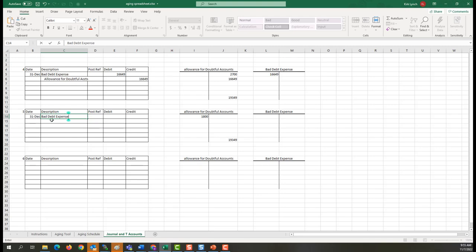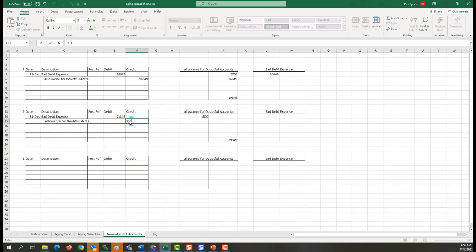And we're going to debit bad debt expense and credit allowance for doubtful accounts. And the question is how much? Now, since we have a debit balance and we're trying to get to a credit, we need to add these two numbers to get our adjusting amount. So our adjusting amount is going to be equal to the ending balance we want plus the debit balance we have to overcome.